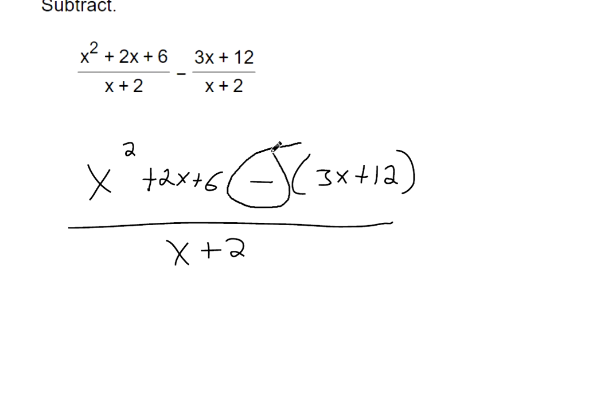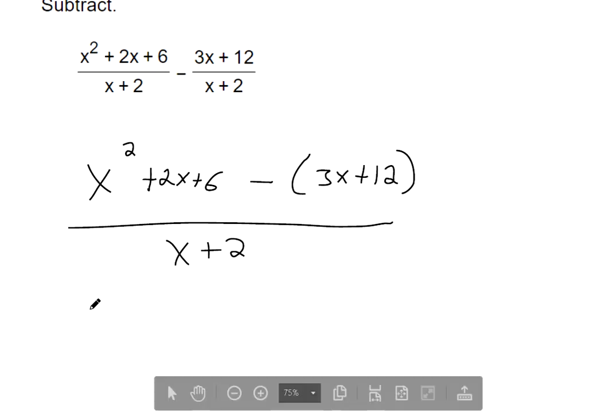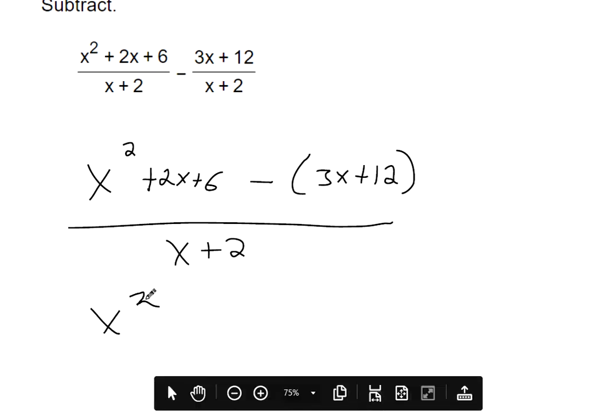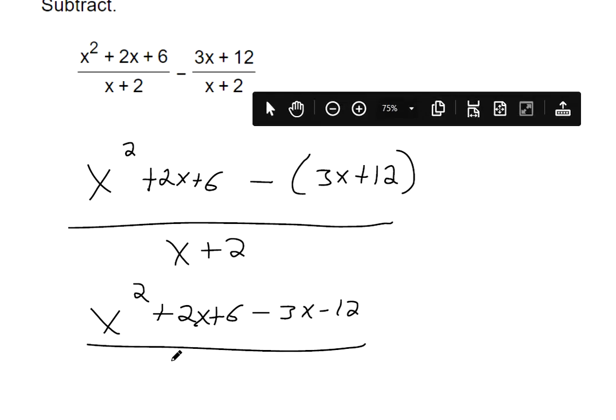So we know how to handle a minus sign in front of our parentheses. We distribute it. So that's minus 3x minus 12. That's all over x plus 2.